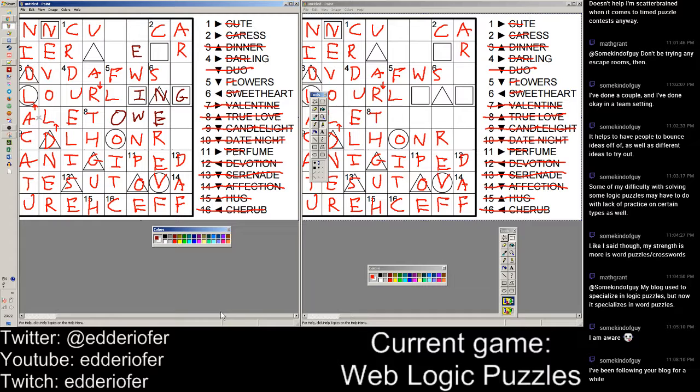Ooh, can we actually stuff sweetheart into this one? E can't be here. But then the only things we can connect to this are that R, and we have EETHE. ART, actually, that does work, doesn't it? Yeah, I think that might actually be what happens in the actual solution. Oh, wait, no. Because if we do this, we can't stuff perfume in there. So that leaves us with O here, I here.